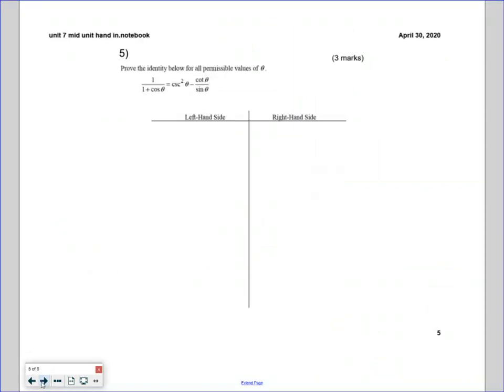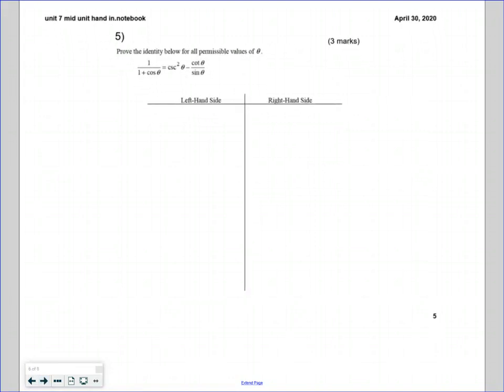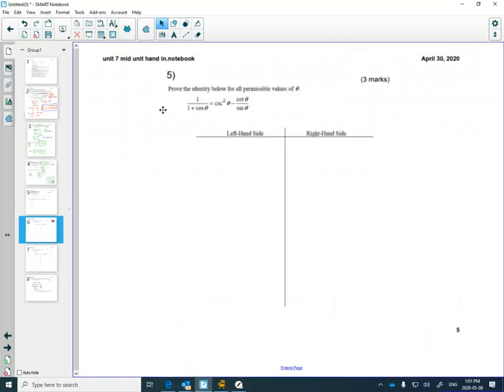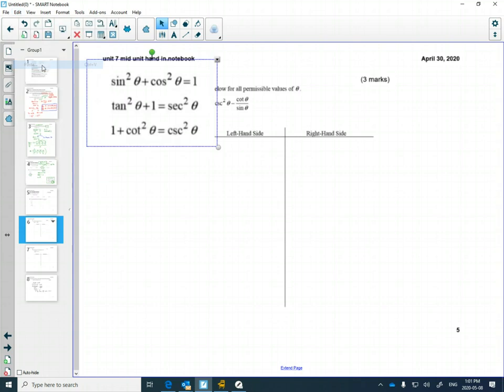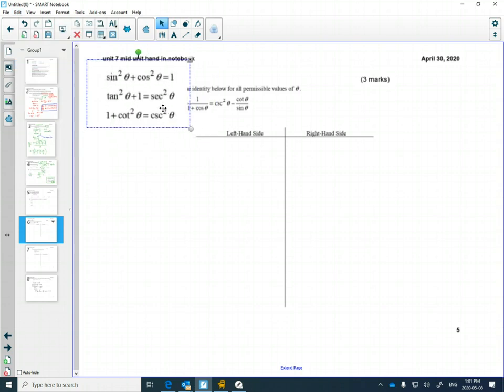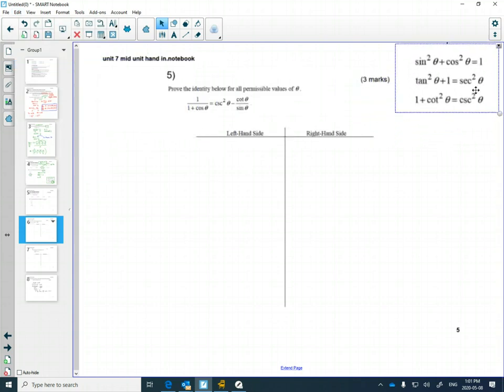Number 5. Okay. Now here's where I'm going to slow down a little bit. When we do these identities, there's guaranteed one on the provincial exam that typically in a normal year you'd be writing. I'm going to put those identities here on the side. I might need them.